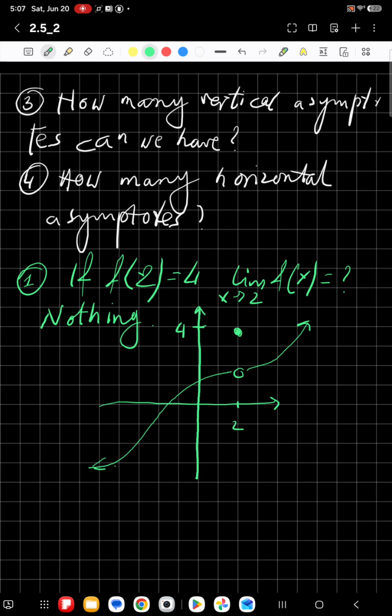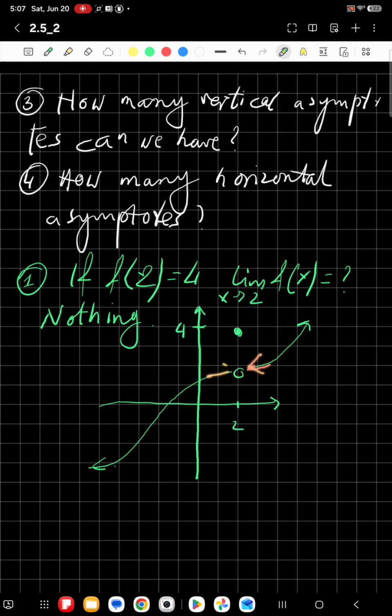But even though we know that the value of the function at 2 is 4, we don't know what that limit is. The limit, we would find here. So that would be the limit right there, as x is approaching 2.